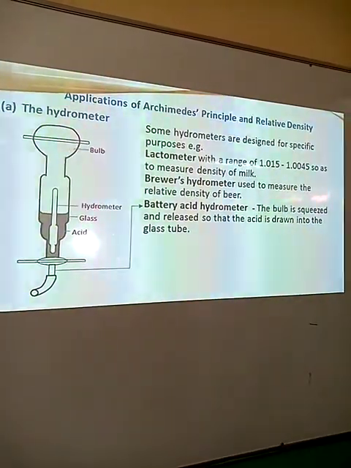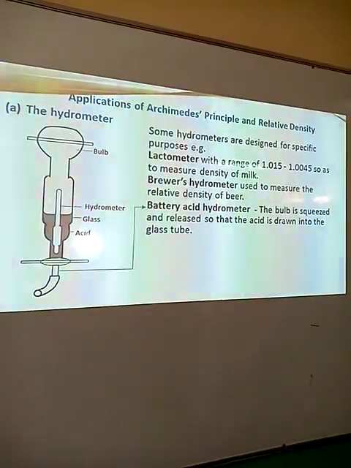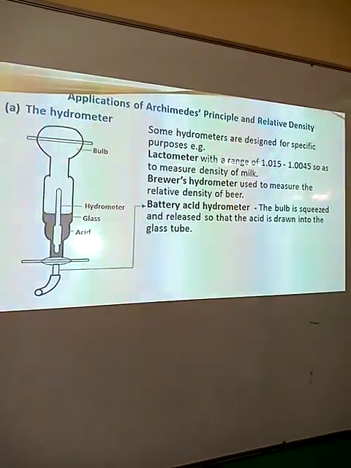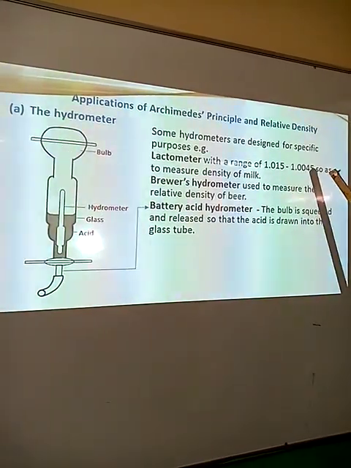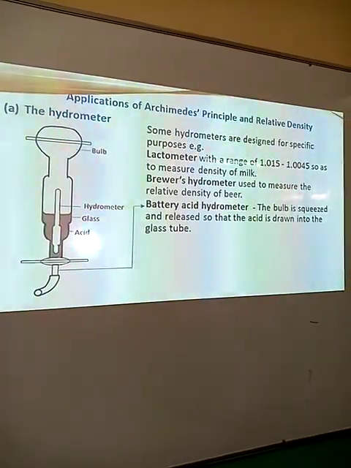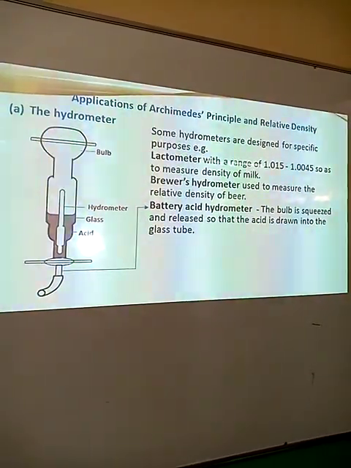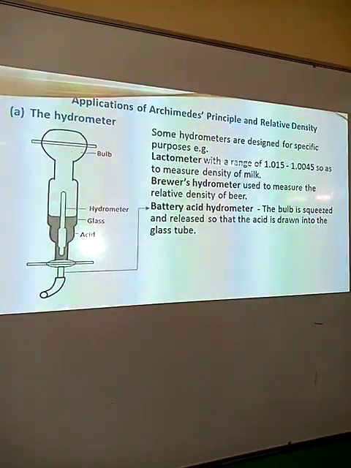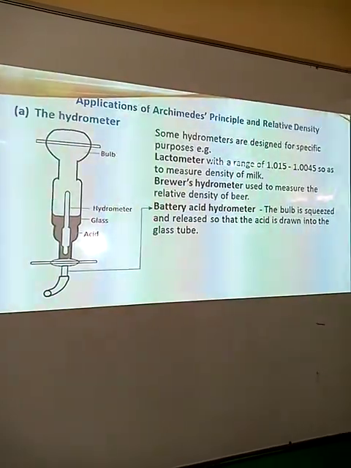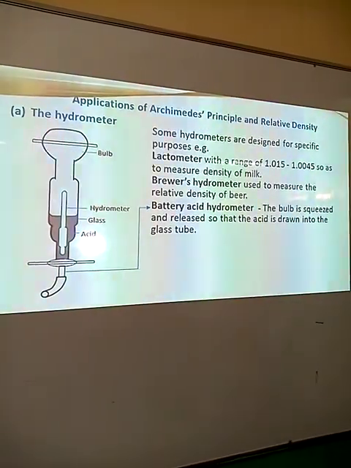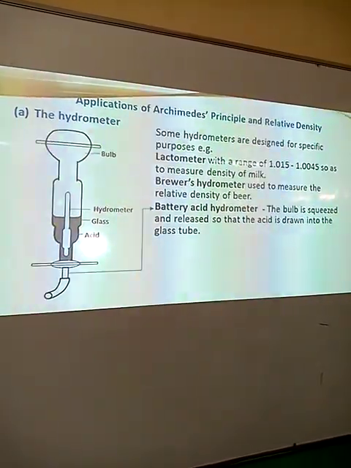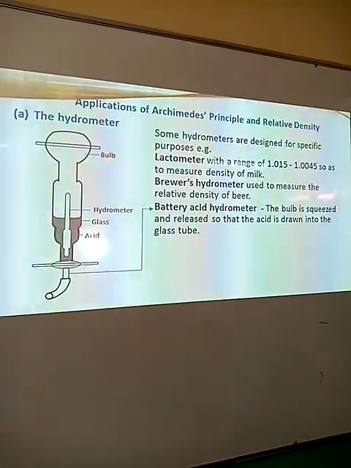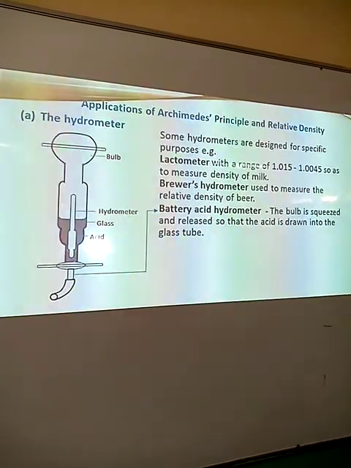Anything outside that range makes the milk impure. Below means it has more water. If it is above this, then it means there are other contents that have been added to it. We have the brewer's hydrometer used to measure relative density of alcohol or beer. So the companies that make beer determine the purity of the beer by using the brewer's hydrometer. Then finally we have the battery acid hydrometer.